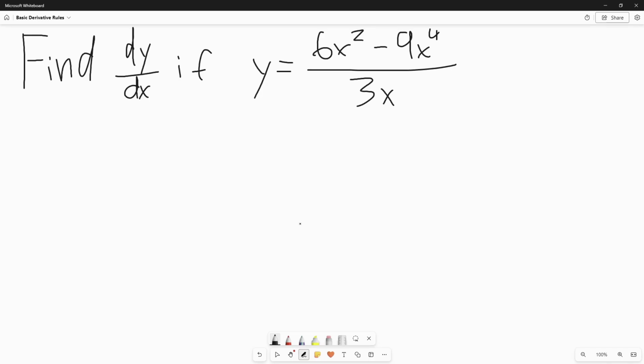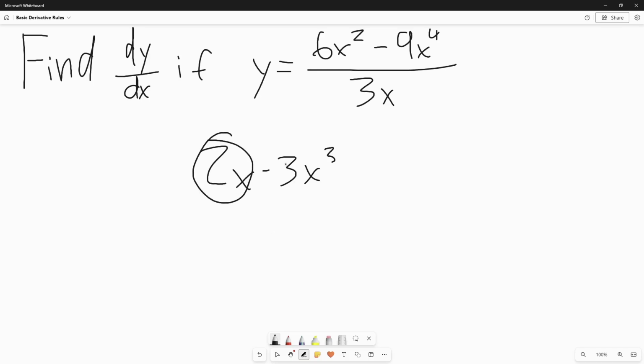And this one might seem a little weird too, but what I noticed is that you can factor out a 3x from all terms inside this fraction. So let's rewrite this as 2x minus 3x cubed. And we can also use the rule where we find the derivative of each term individually. And even though it's not a plus sign in the middle, if you think about it, it's just equivalent to 2x plus -3x cubed. So it's the same principles.